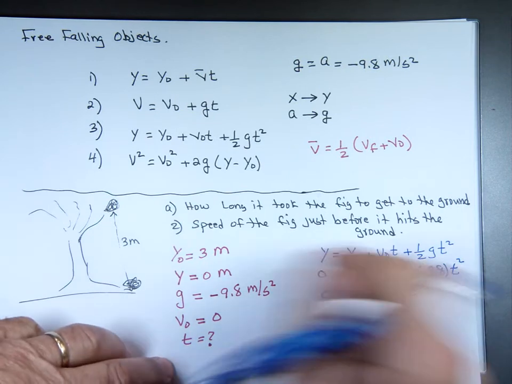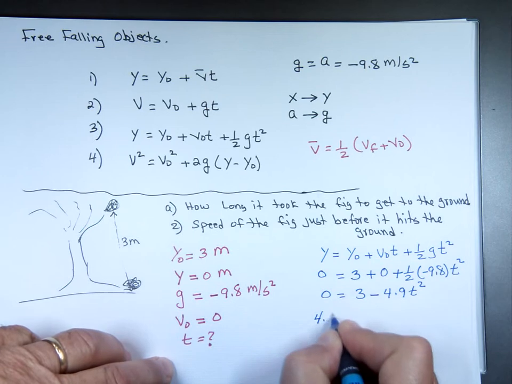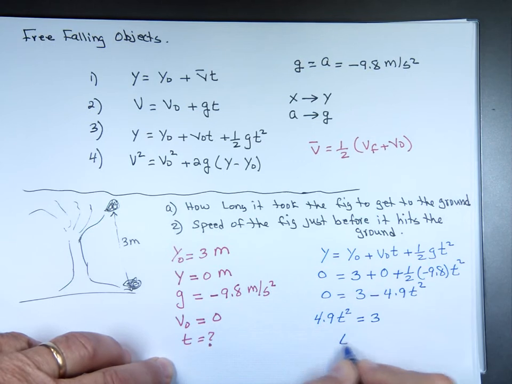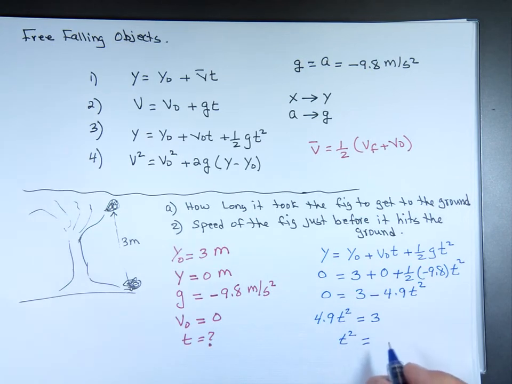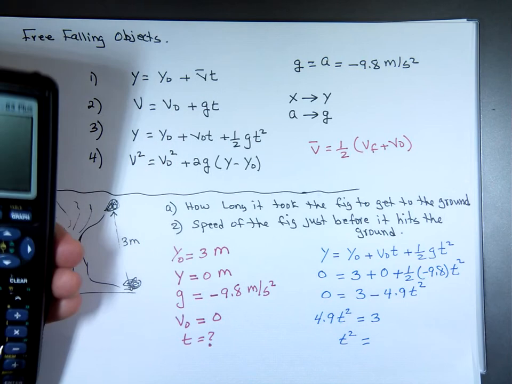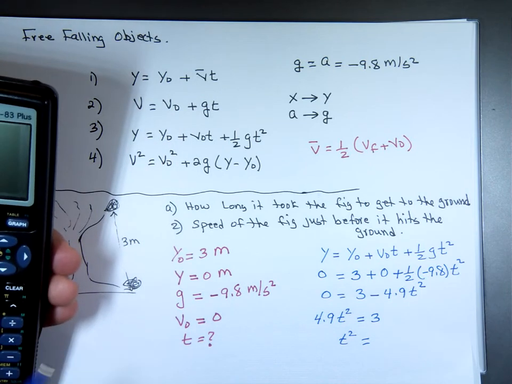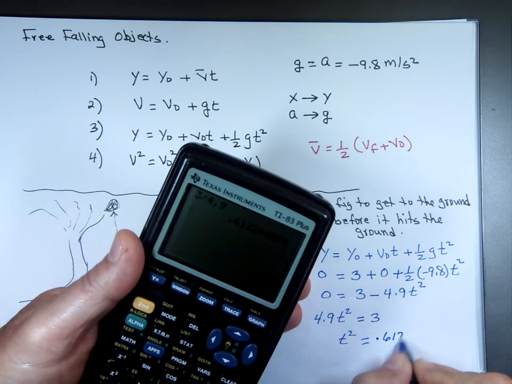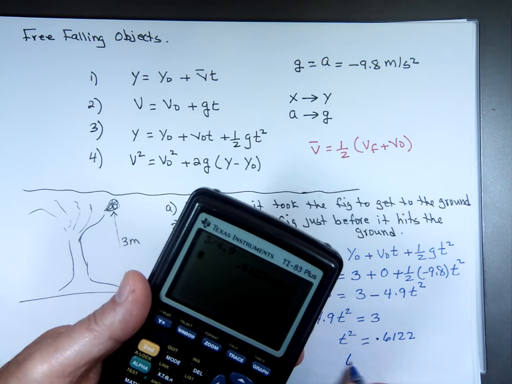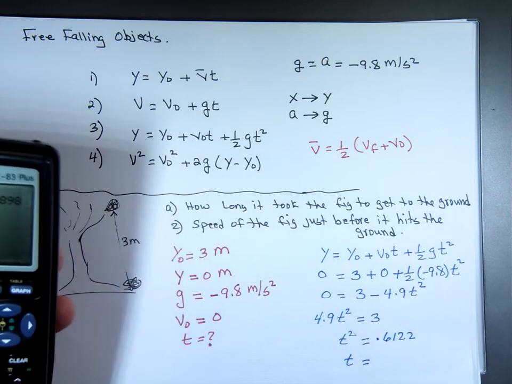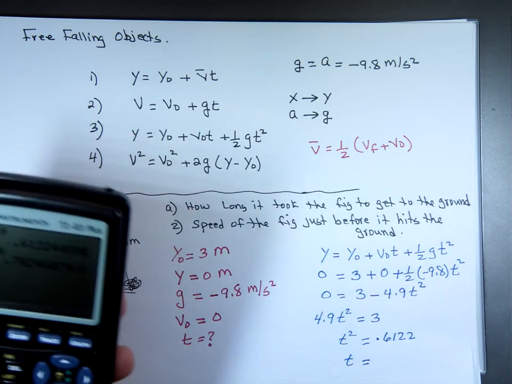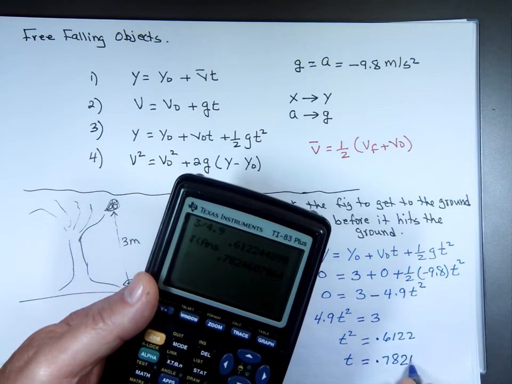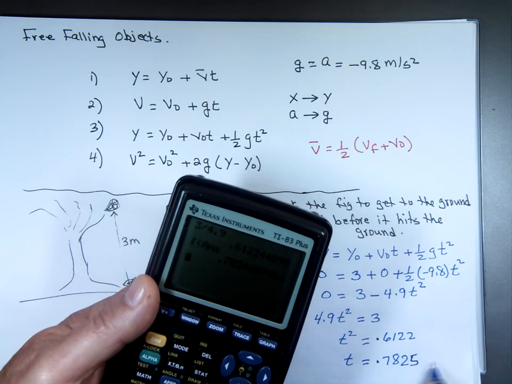Move the negative 4.9 to this side, it becomes positive. t squared is equal to what? 3 divided by 4.9 is 0.6122. That's t squared. Can you find t? Take the square root of that number. 0.7824 seconds.